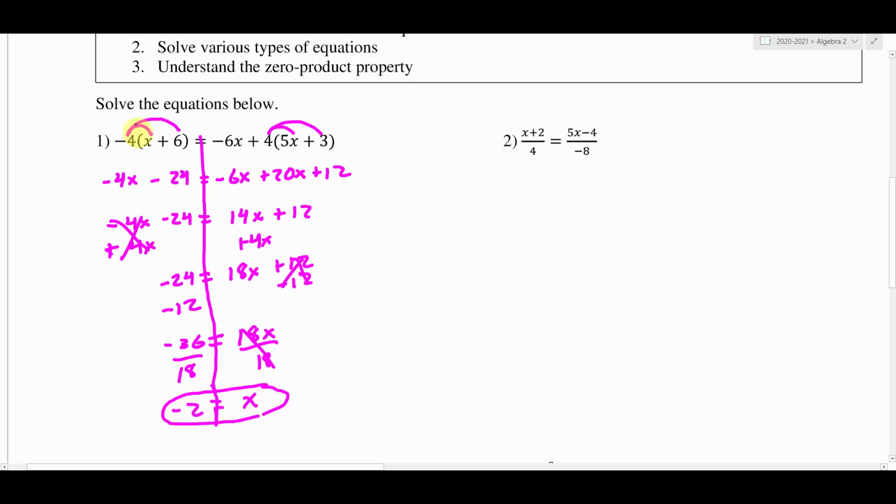So if I took this negative 2 and I were to plug it in for the different x's that I see in the equation, I would get a true statement. I would end up with the same number on both sides.